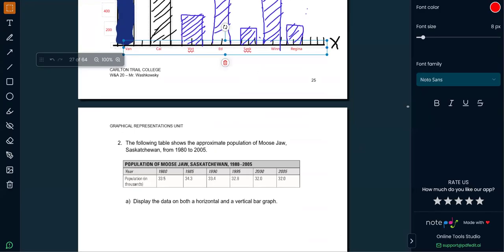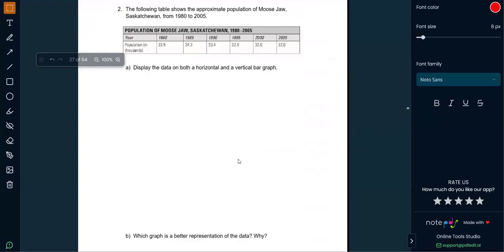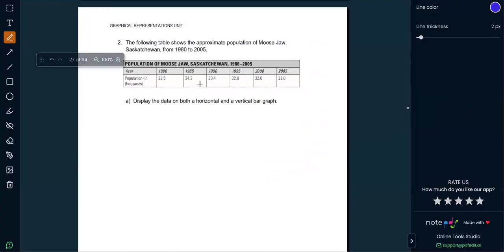Okay. So now let's try doing this on both a horizontal and a vertical graph, right? So you have to be a little bit space conscious here. I'm going to start on the left side. I'm going to do a horizontal on the left side.